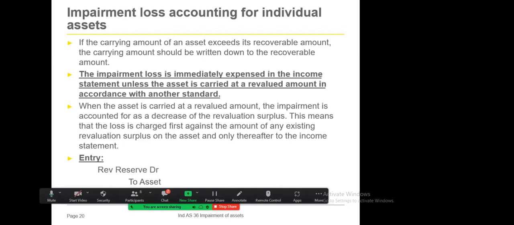What is the entry that will happen if you have a revaluation reserve in the past? Then the entry would be revaluation reserve account debit to asset, and the balance. Suppose you have to do the impairment of maybe 150 rupees, but in your revaluation reserve, you have only 50 rupees. So that means 50 rupees will go from revaluation reserve to asset, and the balance 100 rupees will go to impairment loss account debit to asset. So this is how it will be.